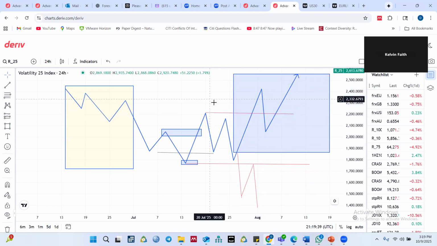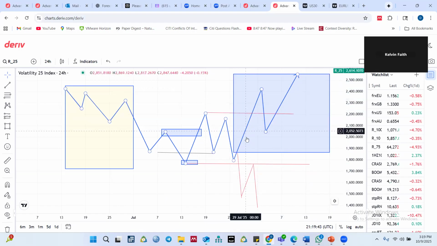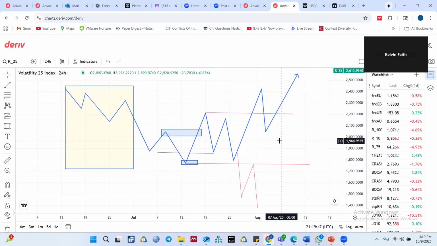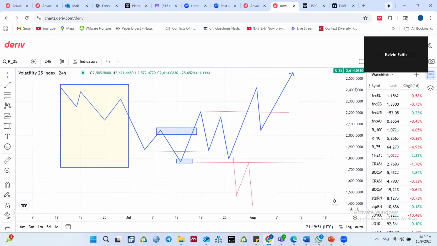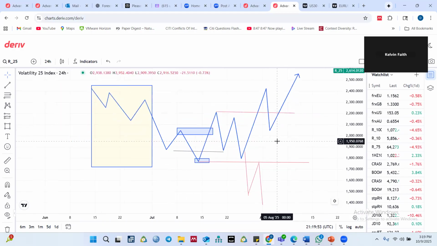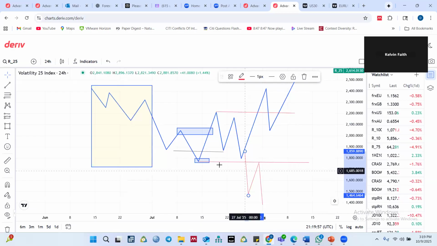Okay, so how do you confirm that it will not continue to go down, but is going to reverse and go up? We use candlestick formations. That is what we use to get the confirmations. So we will get into that.